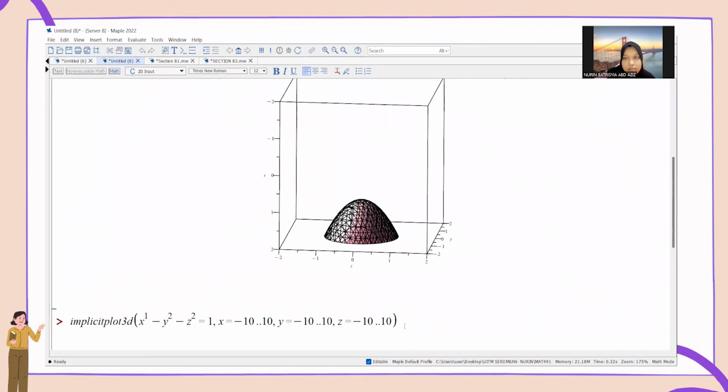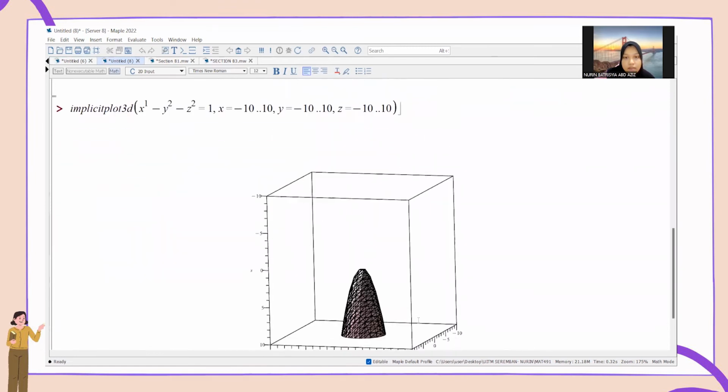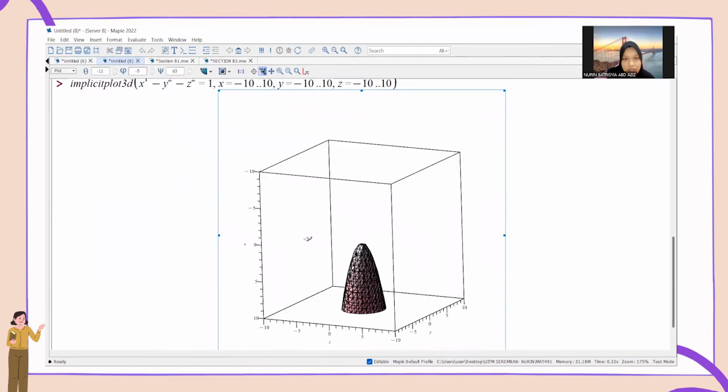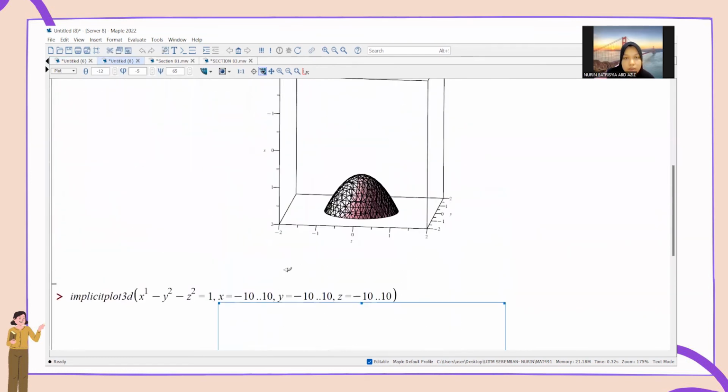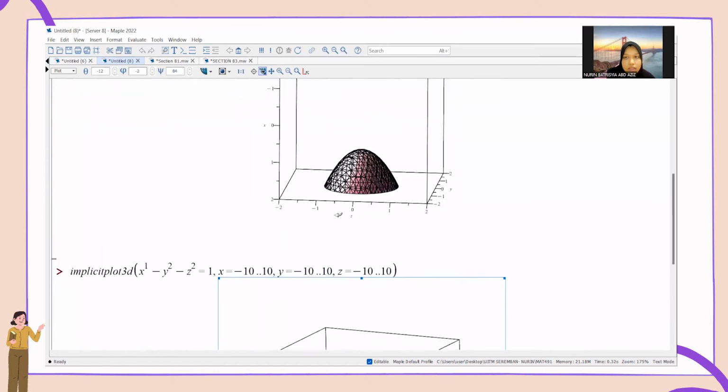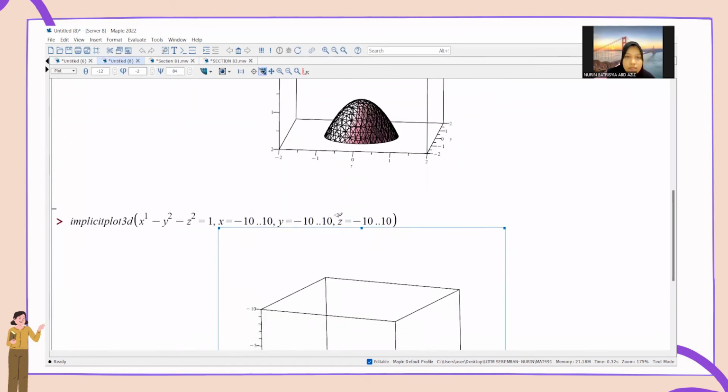We want to test the equation with another limits of variable. So implicit plot 3D, open bracket, and put the equation where we assume that the limit of x, y, z is from -10 to 10. Therefore, we will get the figure like this. Hence, we can conclude that from this figure and the figure with the limits of -2 to 2, the name of the surface is elliptic paraboloid.